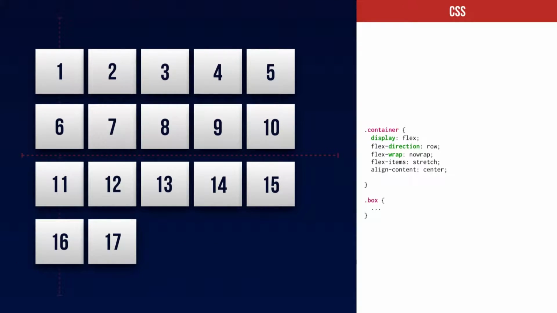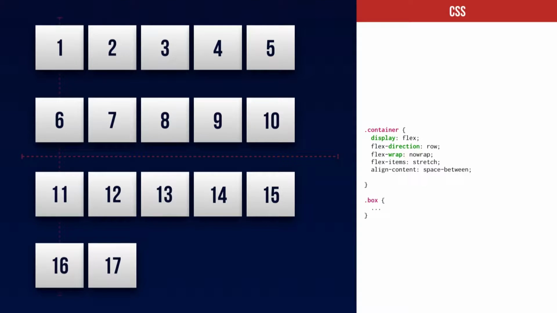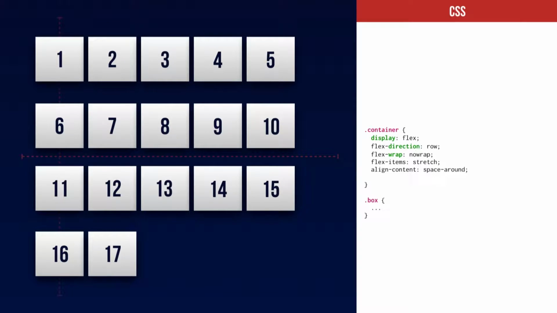Just like the other property, we can use space between. It'll do the exact same thing, right? So it's normalizing the space in between each one of those rows and evening it out for us. You can also do space around. It does the same thing, right? So it's going to do spaces top, bottom, and in between.